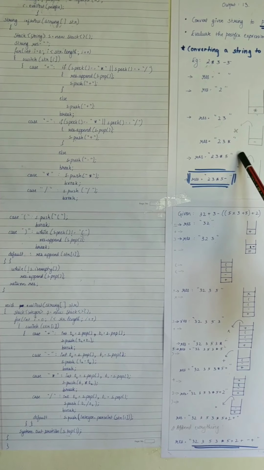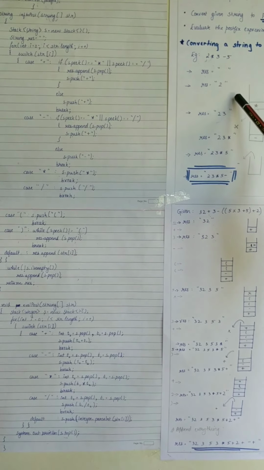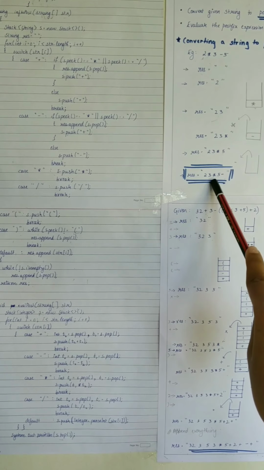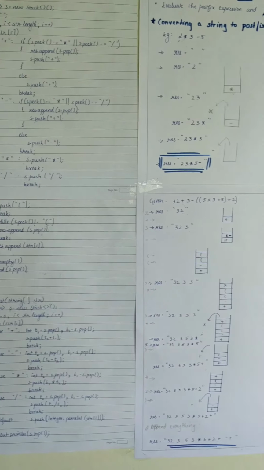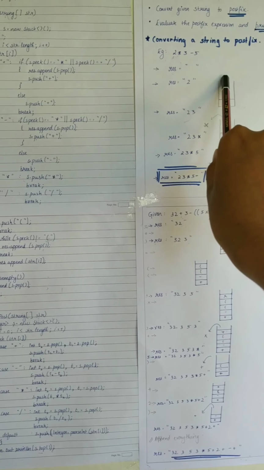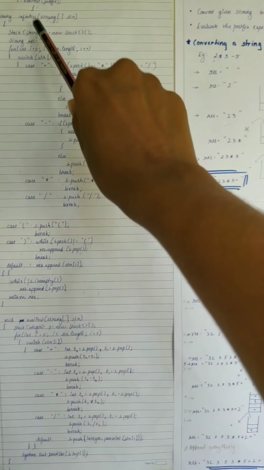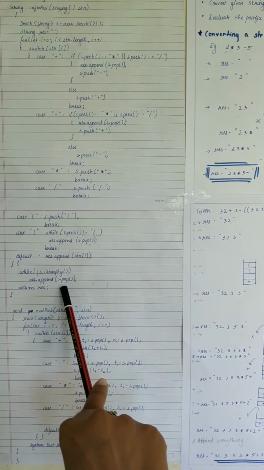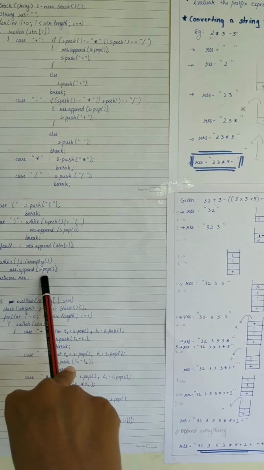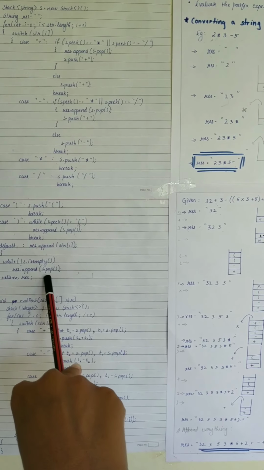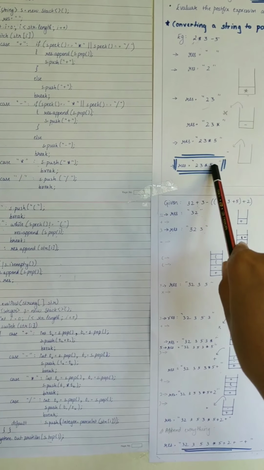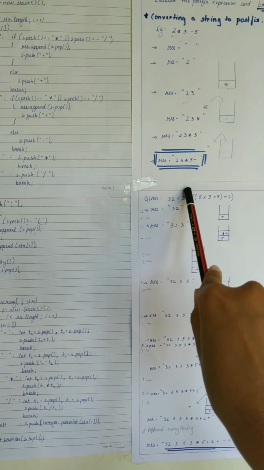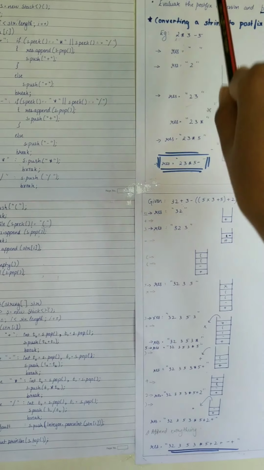The next element is 5 and since 5 is also a digit, it is appended to the result and the result becomes 2 3 into 5. Now we can see that we have traversed completely along the string and thus we come out of the for loop and we check whether the stack is empty or not. Since the stack is not empty, everything inside the stack is popped out and is appended to the result. And thus the result becomes 2 3 into 5 minus. Now we can see that this is the postfix form of this given string.